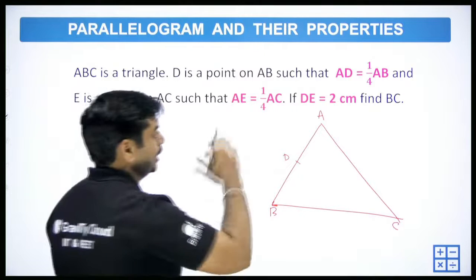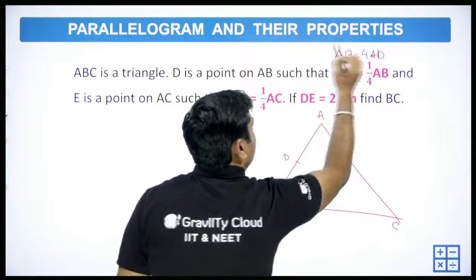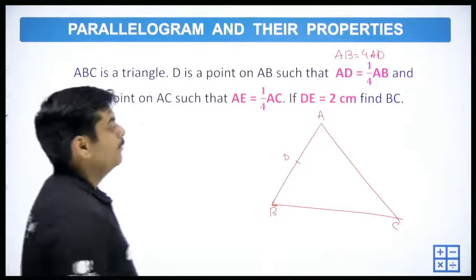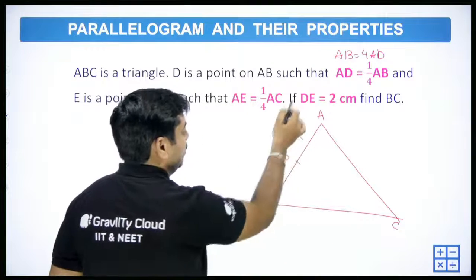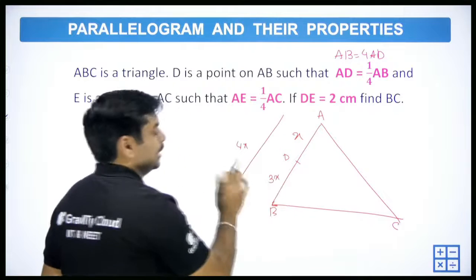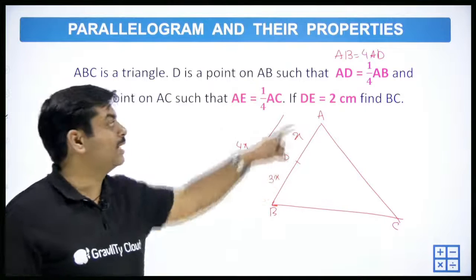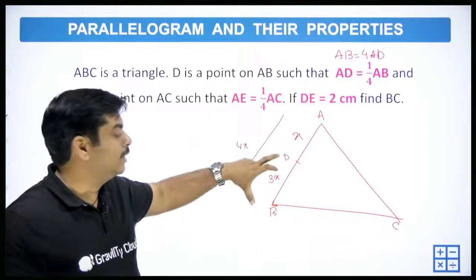In other words, I can write AB is equal to 4 times AD. That means if I take AD as X, AB, this complete thing, will be 4X, and this DB is equal to 3X. That's enough, right? But don't write X and 4X here. It is with respect to AB, not with respect to DB.